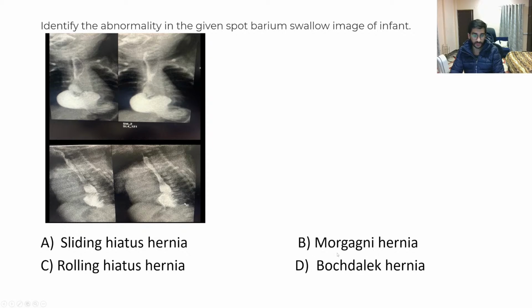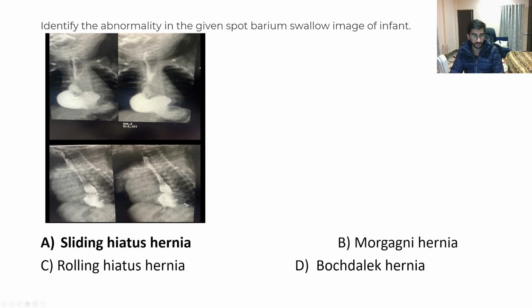Morgagni and Bochdalek hernias are present anteriorly and posteriorly, respectively, in the right anterior and left posterior location in the crus of the diaphragm. And in a rolling hernia, the GE junction is present below the crus of the diaphragm. Only the other portion of the stomach, usually the stomach fundus, goes alongside the esophagus into the thoracic cavity. But here you see the gastroesophageal junction that is up into the thoracic cavity.